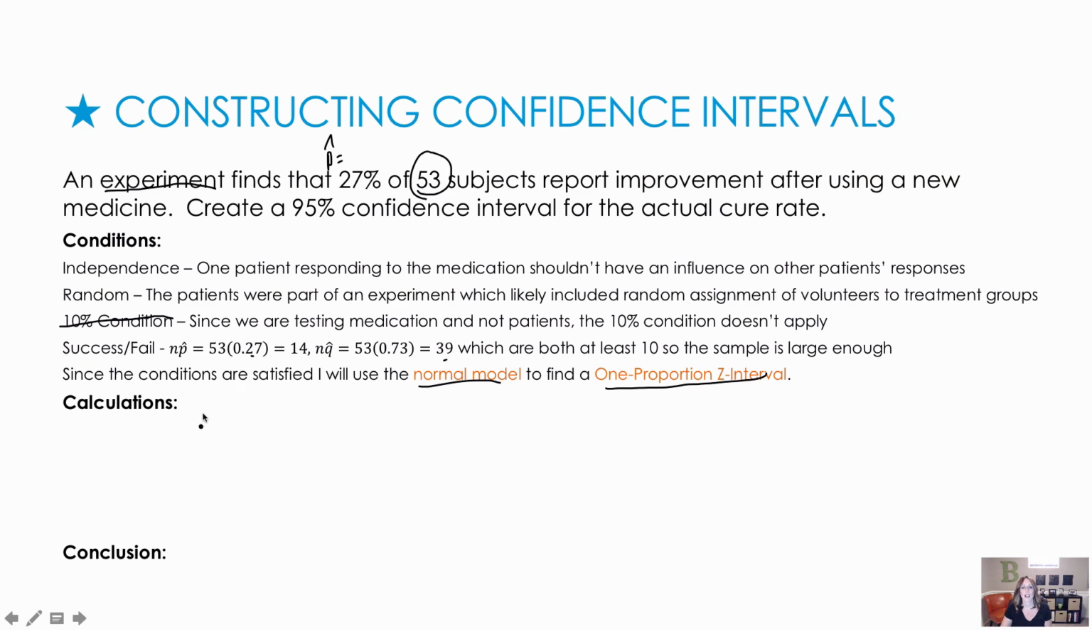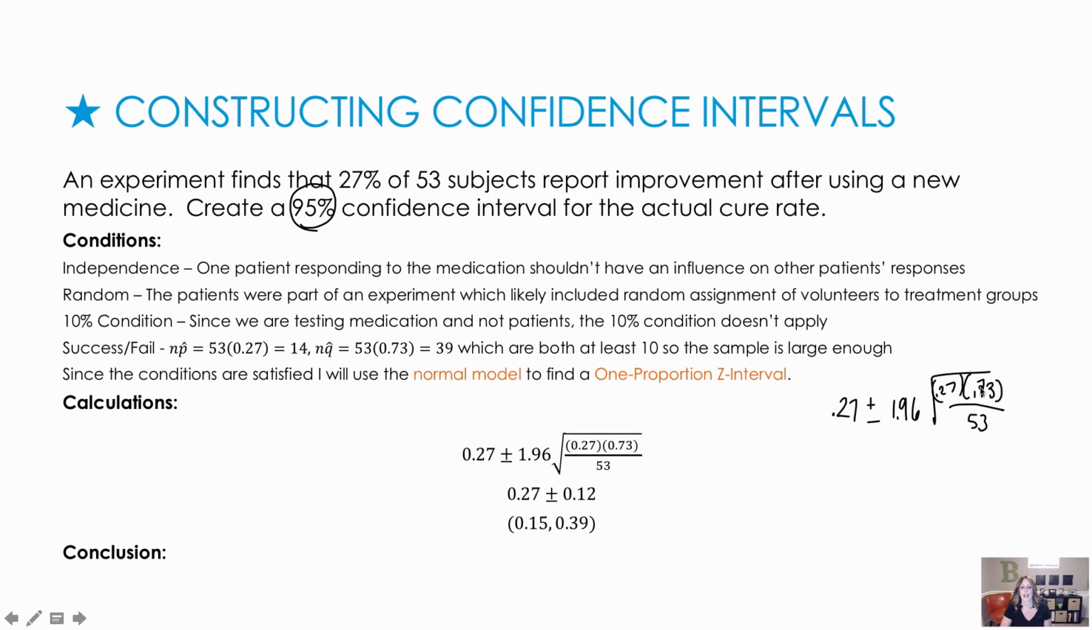Calculations. So now I want to actually make the Z interval. So I'm going to start with my 0.27. And plus or minus, we're looking for 95% confidence, so use that technology to find the 1.96. My p hat is 0.27. My q hat is 0.73. And my n is 53. So I'm going to do all of those calculations and find 0.15 and 0.39. So that's the calculations portion of it.